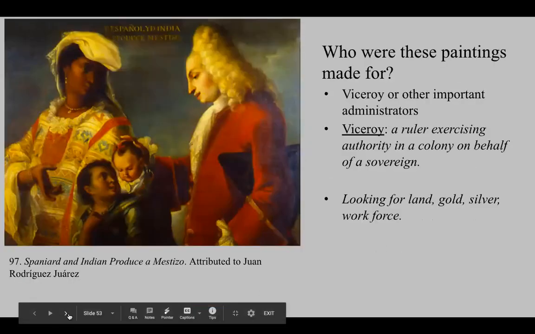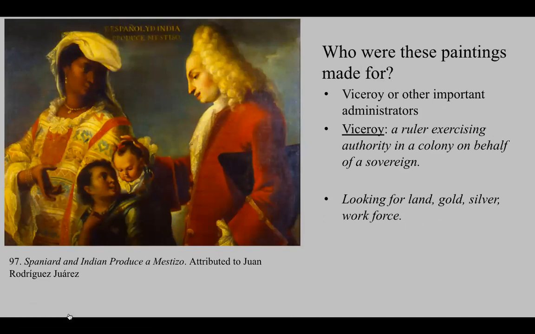So for the one that we have, right, it's definitely not the one that's overtly like, oh, this is a horrible blending, this is a horrible mixing. But what we have is one that's a little bit more like just a typical portrait. And so who are these made for? These are made for the viceroy, right?